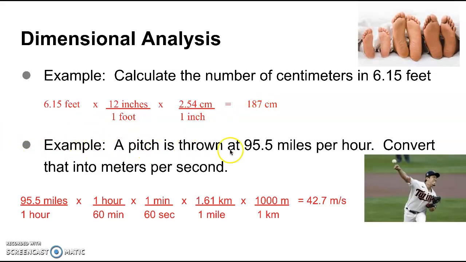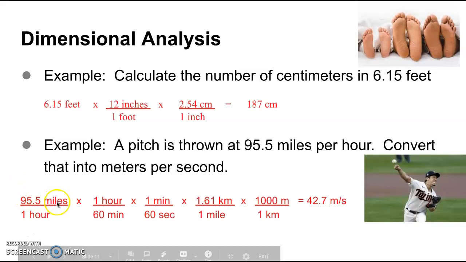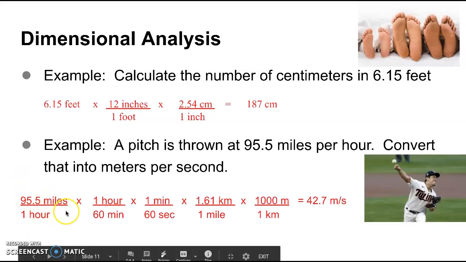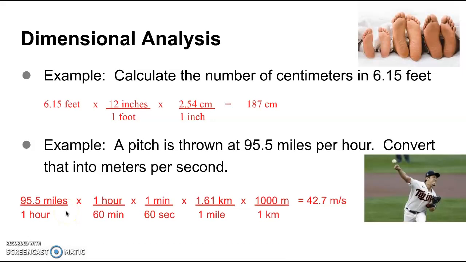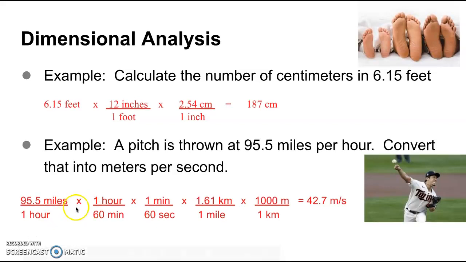The next one, now we have the baseball being thrown 95.5 miles per hour. All right, so this one is a little bit different because it's a rate. A rate is something per unit time, in this case miles per hour. So we want to change miles per hour into meters per second. So we have to make 2 conversions. We have to change the units of time, and we also have to change the units of distance.